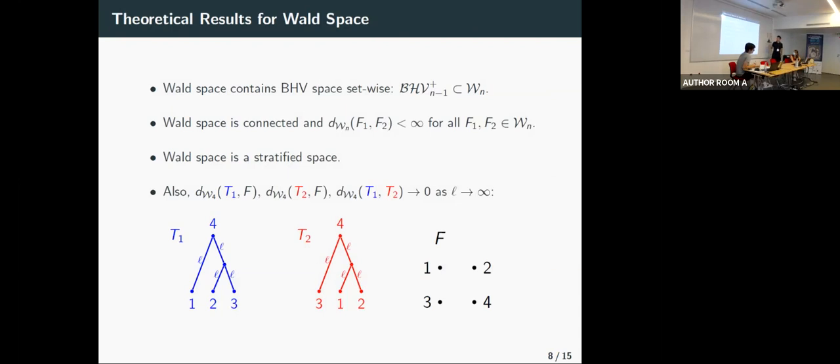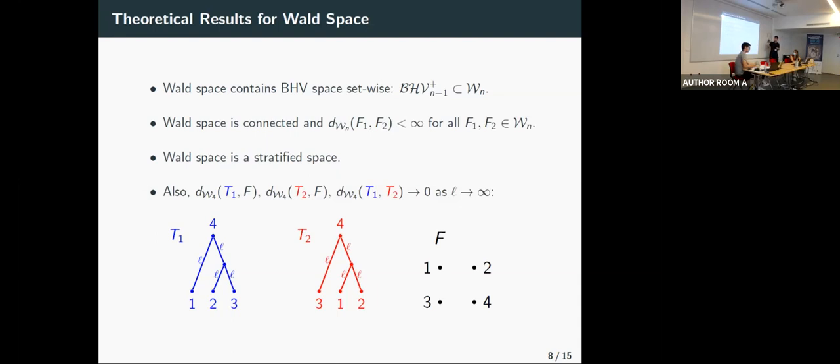Just as a quick remark, it contains the BHV space set-wise. And here I have written n-1 because basically the root will be just seen as another taxon, as another species. So it's a subset of Wn, of the Wald space, but the geometry is completely different. So just set-wise, it is a subset.